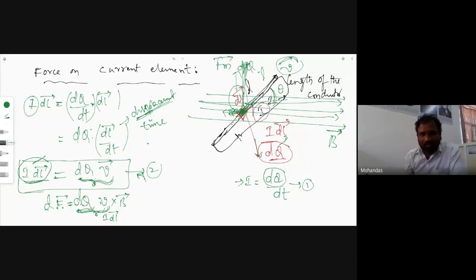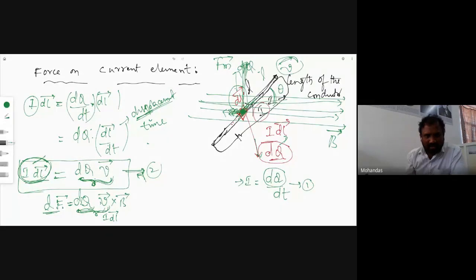Listen carefully here. Due to this differential charge, which is moving with a velocity v inside a magnetic field, that force is a differential force. Now, from the above equation number two, dq into v equals what? I into dl. Is it? dq into v is I into dl.